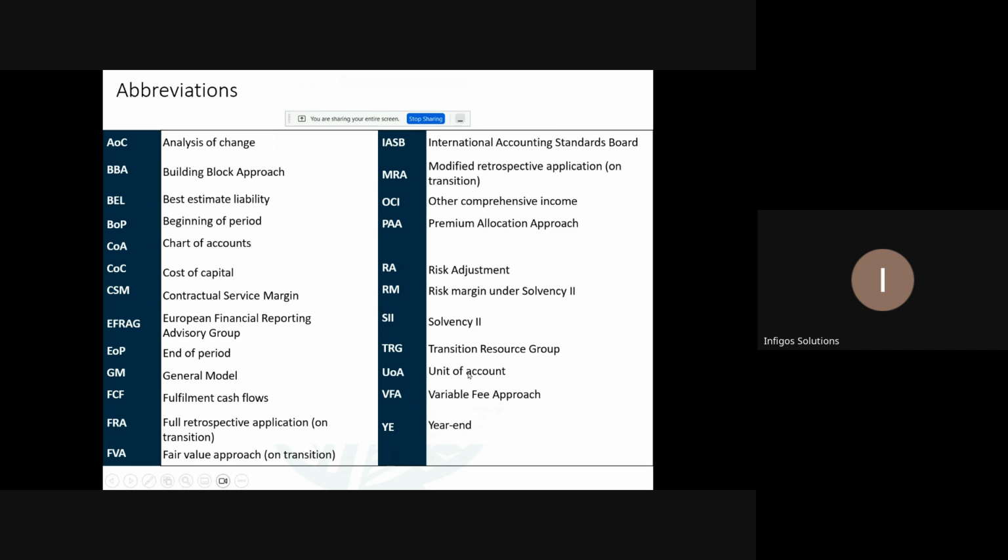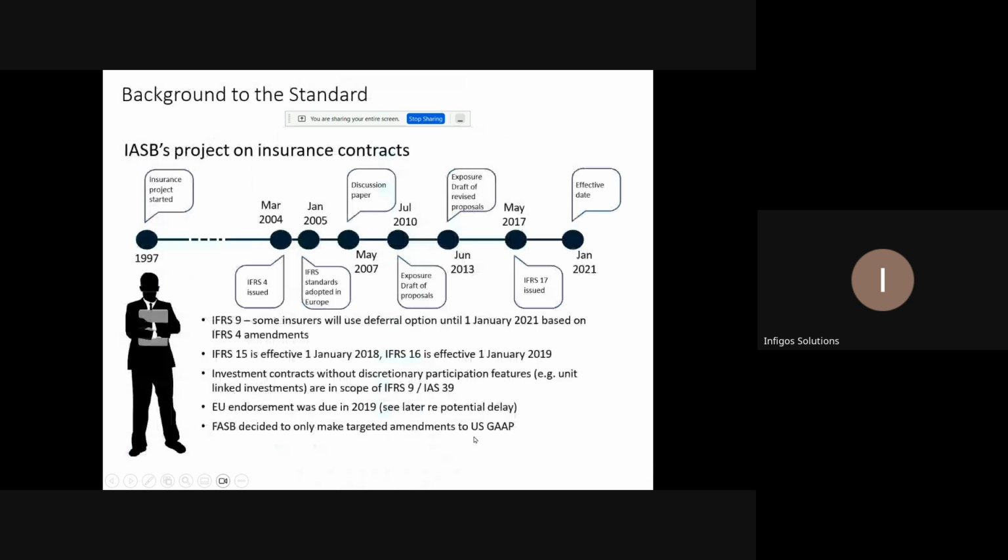Transition Resource Group, basically this is a group which is leading the standard of IFRS 17. UOA is a unit of account. Then we have the variable fee approach. Then we have year end. So, any questions? Anyone?